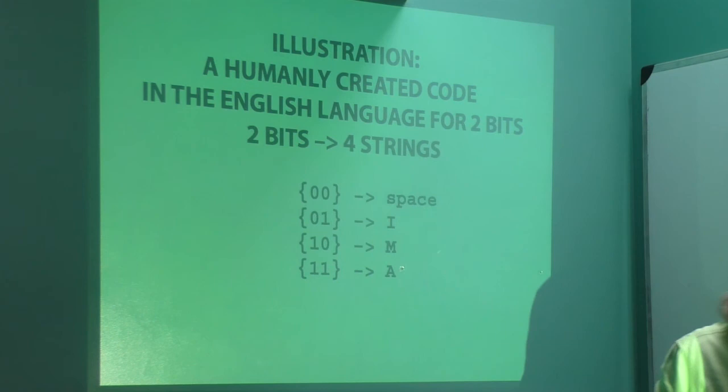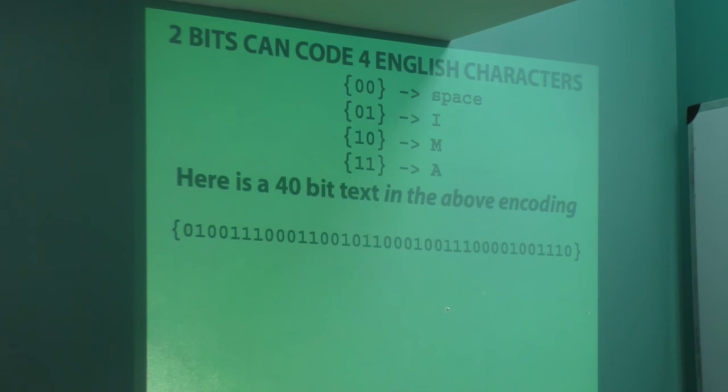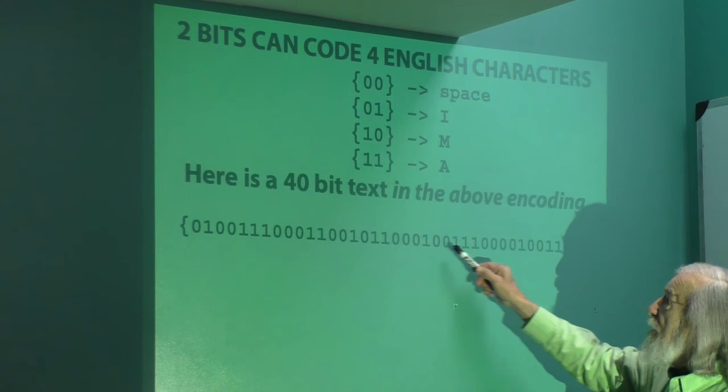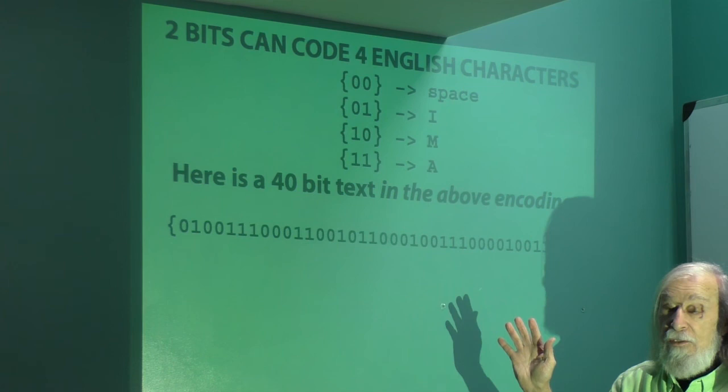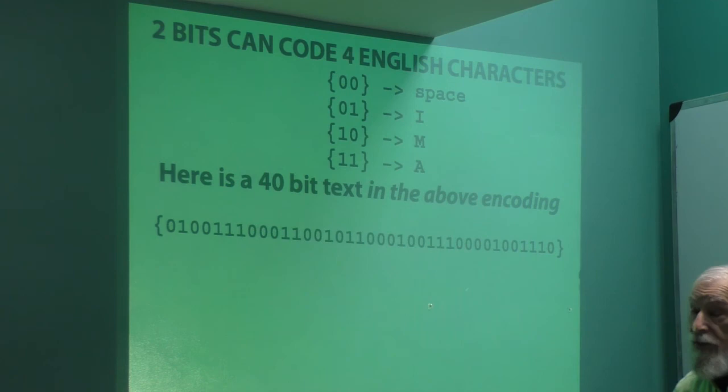So I wrote you a message. We can encode 4 English characters. This is it. And here I'm writing you a 40-bit text. Okay? That's what I'm writing you. Incidentally, all of this is going to be online, so you can review it once it gets up. It might take a few days before it gets up.